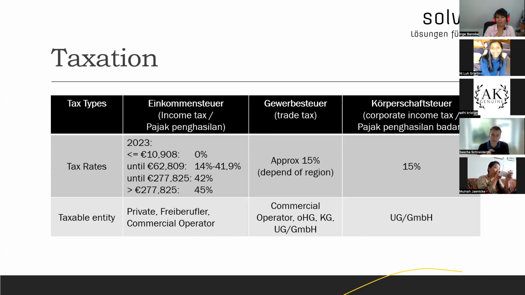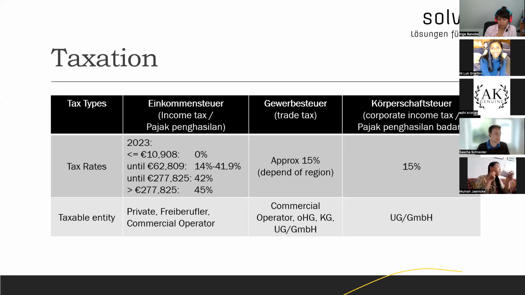It's approximately 15% of your profit. It depends on the region you're living in. It could be a little bit less or a little bit more. For example, Bavaria is cheaper, and for example, North Rhine-Westphalia is more expensive. So it could be between 15 and 16% in the end.